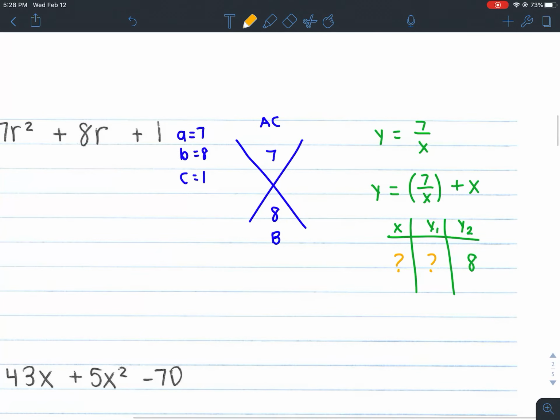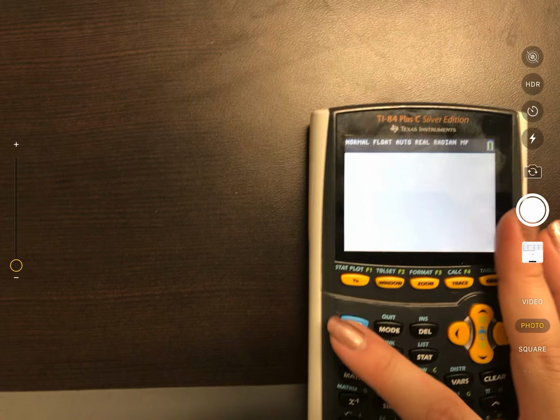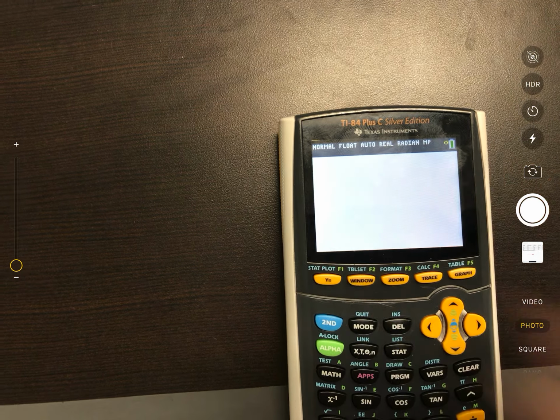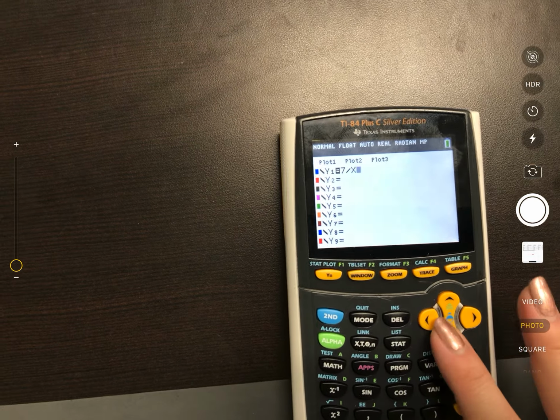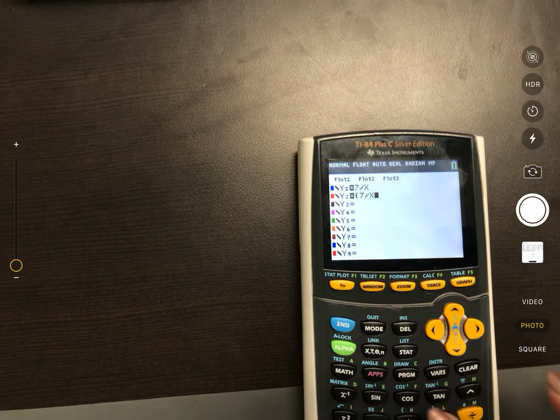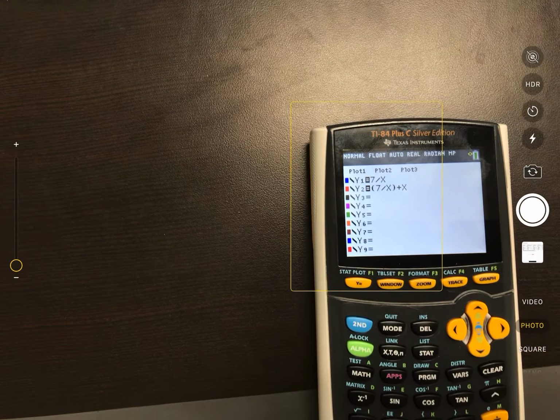So I'm going to go ahead and hop over to the calculator just to refresh you of this trick. And I am holding it, so I'm sorry if it's not super steady. So we're going to go to Y equals, and we're going to type in 7 divided by X, and then 7 divided by X plus X. And we're going to go to our table, which is blue here, so second graph.